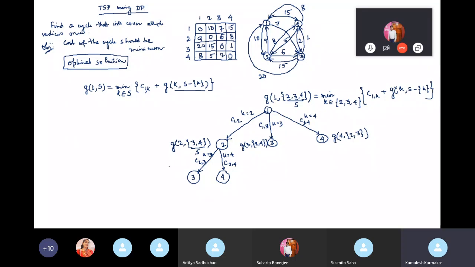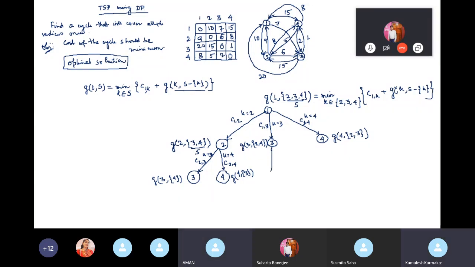Now if the next vertex is 3, what will be the G function? G equals to, it will be K, so 3, and the remaining set, if you eliminate K from this set, then the remaining set is only 4. Similarly for this one, it will be G of 4, the remaining set is from 3, 4, we are eliminating 4, so the remaining set is 3.